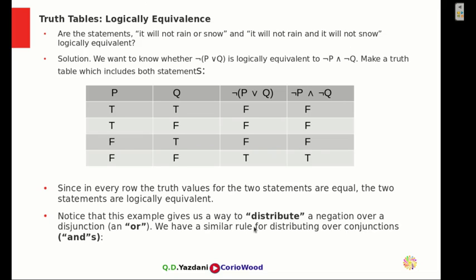So we're going to distribute a negation over the disjunction, which is or. The first one is a disjunction, which is or, and we have a similar rule of distributing over conjunction, which is and. As I said, you can do it this way: I will not go with the train or car, and we're going to distribute it with the disjunction or. And another one: I will not go with the train and I will not go with the car. Then I'm going to use and. It's going to be a conjunction.